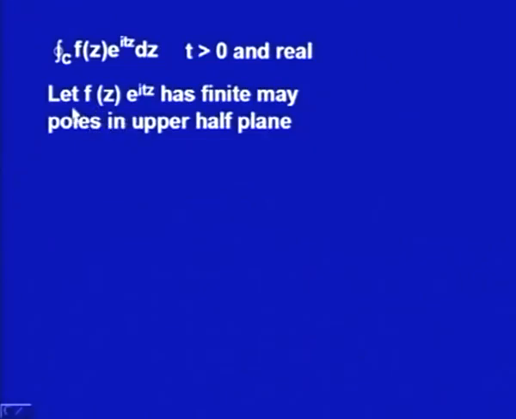Again, as in the previous method, the zeros of q(z), because it is a polynomial, will be isolated. So, the zeros of the polynomial q(z) would be the poles of the function f(z) e^(itz), and thus we would go ahead with the residues at the poles in the upper half plane of the function f(z) e^(itz), and using that we would use the Cauchy principal value.